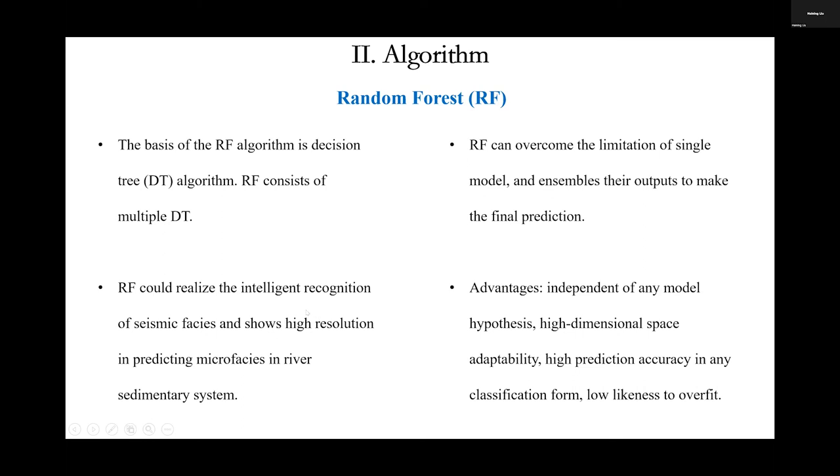Random forest can overcome the limitation of single model by constructing a forest composed of a large number of decision trees randomly and assembles their outputs to make the final prediction. Random forest classification algorithm has many advantages, such as independent of any model hypothesis, high dimensional space adaptability, high prediction accuracy in any classification form, and low likelihood to overfit.